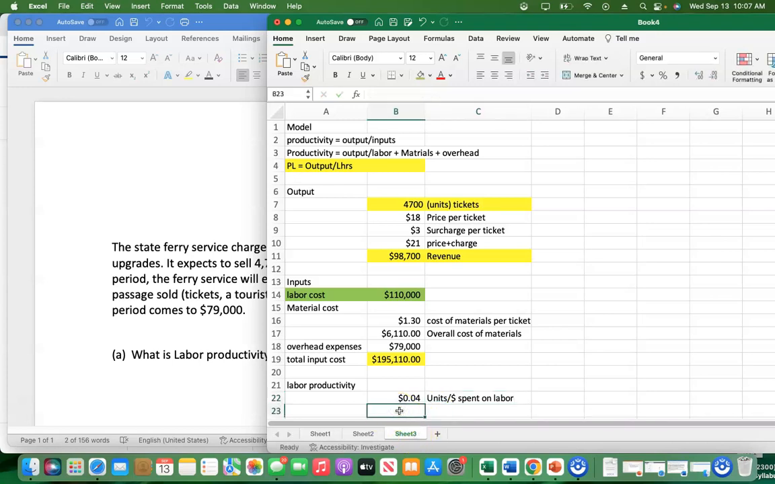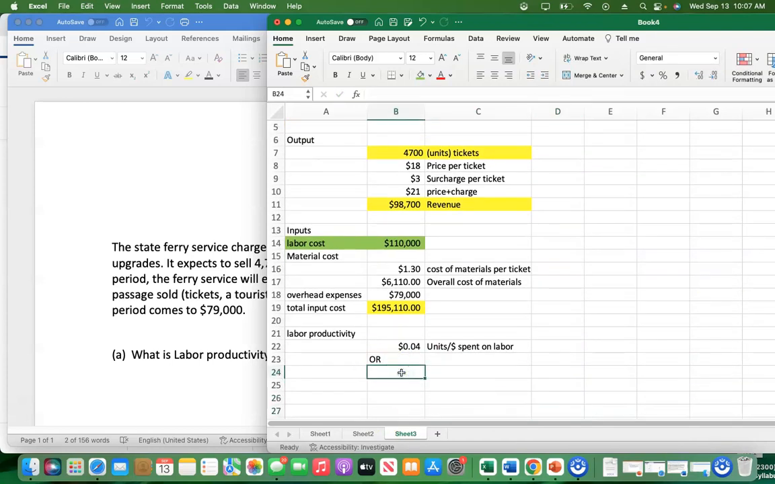Or we can actually use revenue, and therefore we'll use revenue as our output, and we'll put equal sign, click on the revenue, divide by the cost of labor, and so that will be the revenue accrued, and so I'm going to write here revenue per dollar spent on labor. So these two actually explain labor productivity.